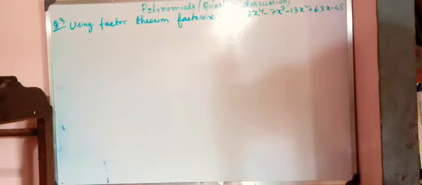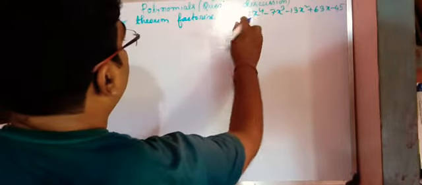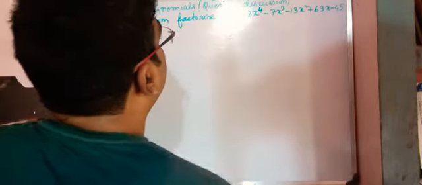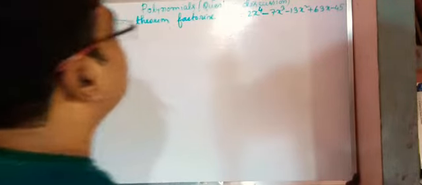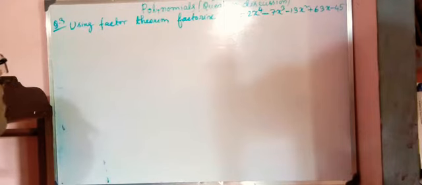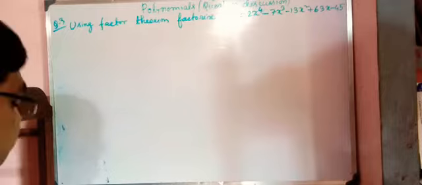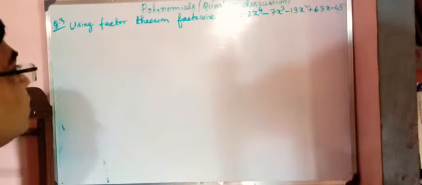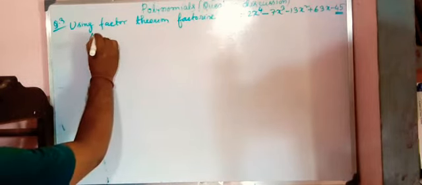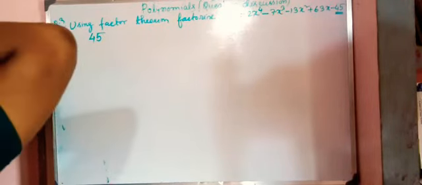So here one question is given. The question is, using factor theorem, factorize P(x), the polynomial P(x) is equal to 2x to the power 4 minus 7x cube minus 13x square plus 63x minus 45. Now here we have to look at the constant term. The constant term is how much? 45.